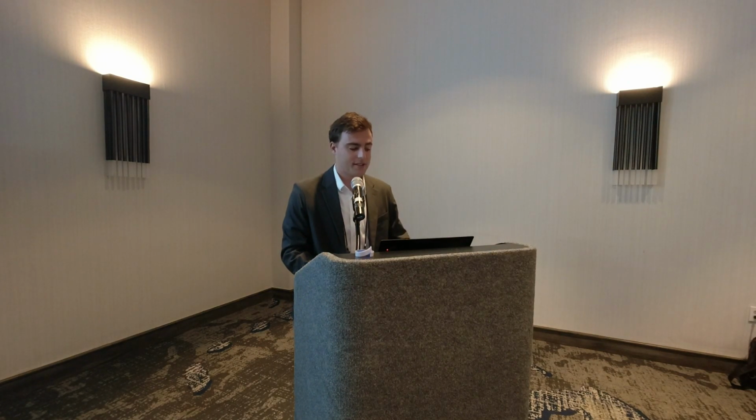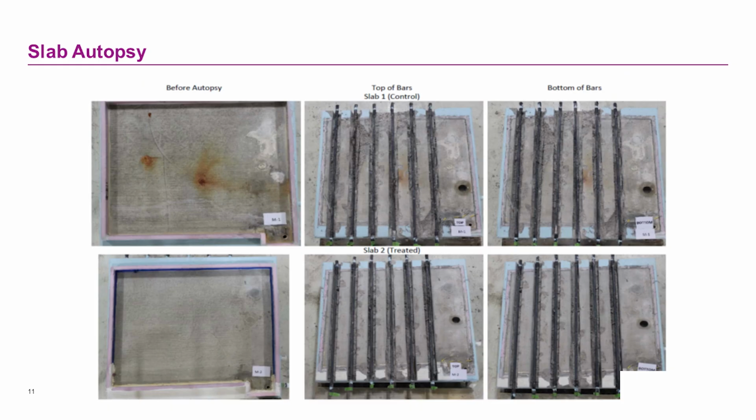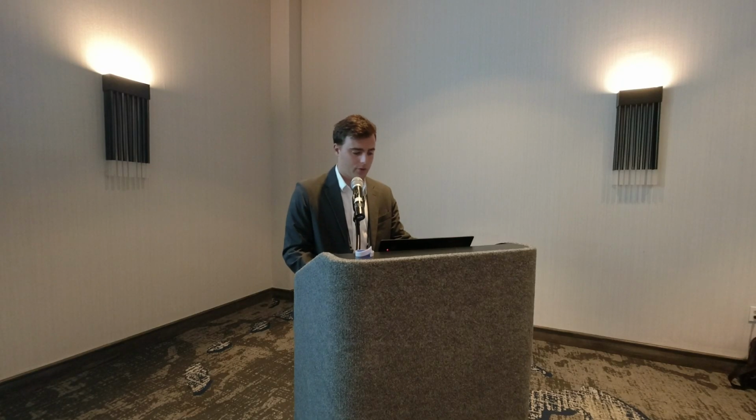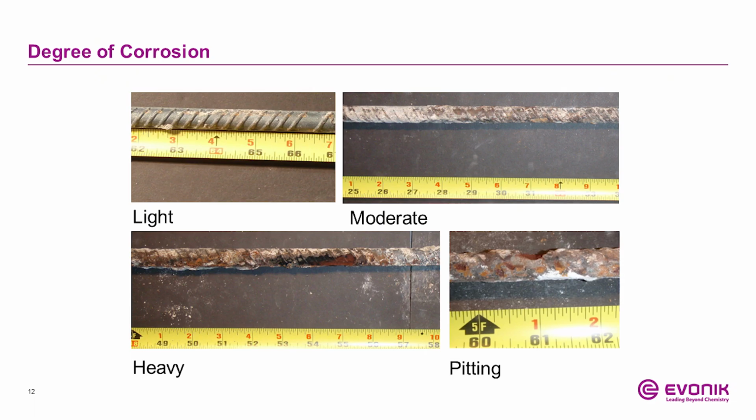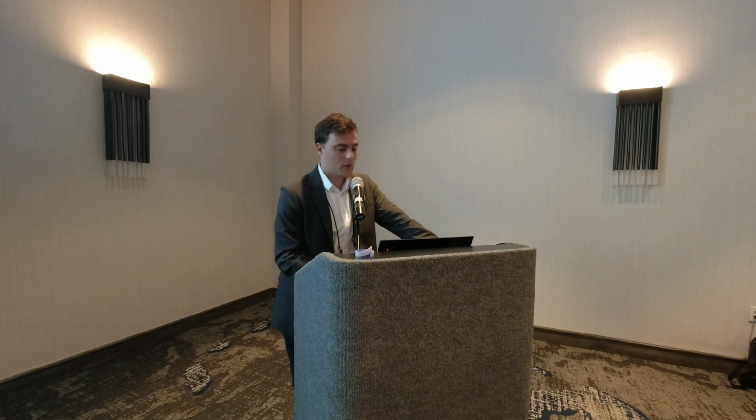Finally, once the control slabs crack, plus 2 additional cycles on the treated slabs, the test is completed, the slabs are autopsied and the bars are removed. They're measured for the degree of corrosion: light, moderate, heavy, and then pitting corrosion. These are all assigned a value 1 through 5, and then the averages are taken from them.